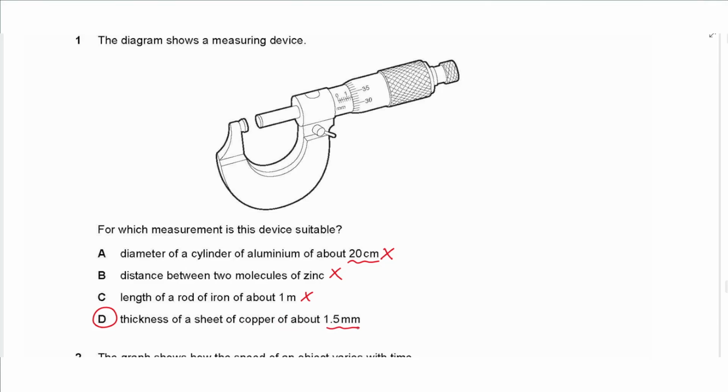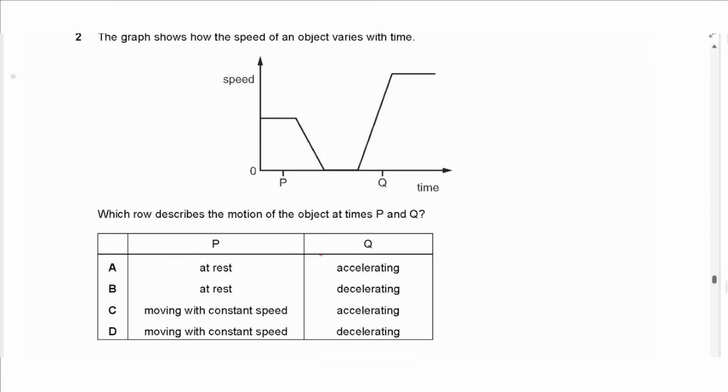This is okay. Question 2 says the graph shows how the speed of an object varies with time. Which row describes the motion of the object at times p? So at p, this is constant speed since the value on the y-axis does not change. So moving with constant speed. At q, the speed is increasing, so this is accelerating. So the answer is C.